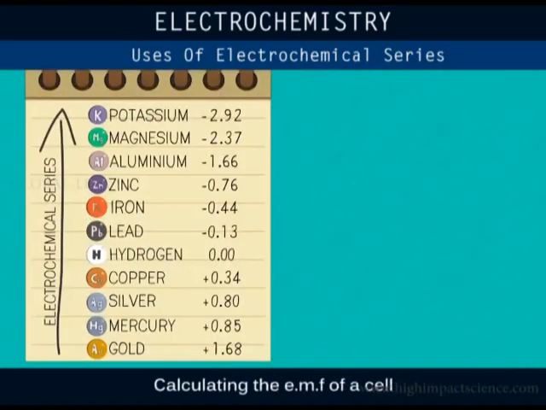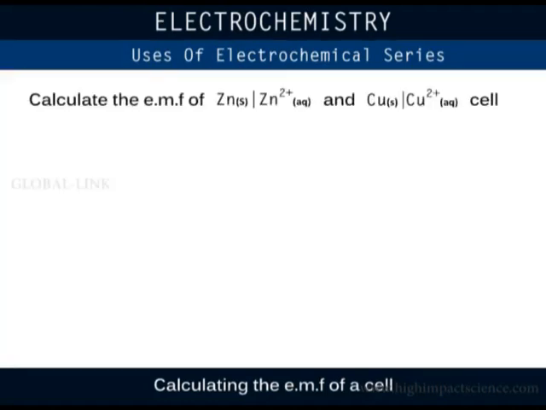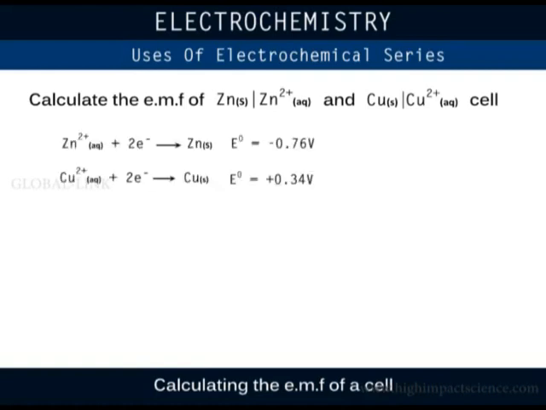Now, using the standard electrode potentials on the electrochemical series, we can calculate the EMF of a cell. Consider a zinc and copper cell. What will be the EMF? Now, the reduction potentials are as follows. For zinc, it is -0.76, and for copper, it is +0.34 volts.